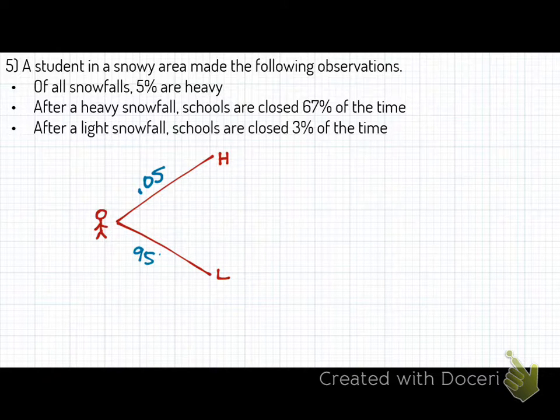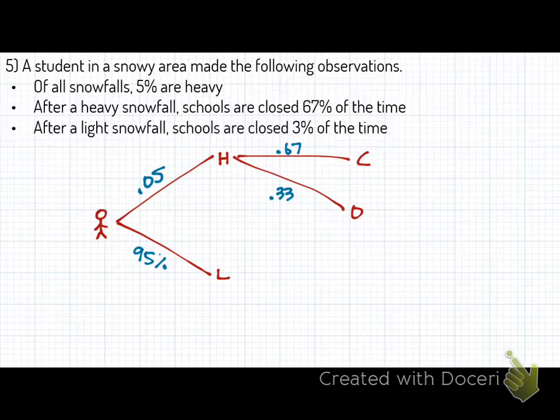95%. Good. Y'all see that? Good. So let's just pretend there was a heavy snow. What could happen at school? What are the two things that could happen? It could close or stay open, right? After a heavy snow, what's the probability of it staying closed? 67%. Good. And what's the probability of it staying open then after a heavy snow?